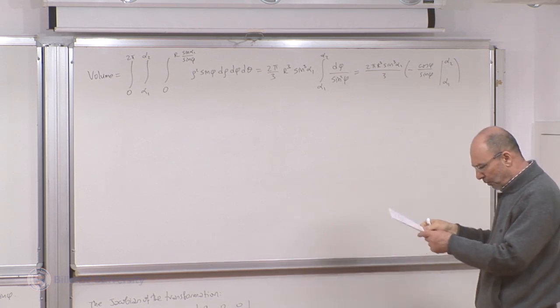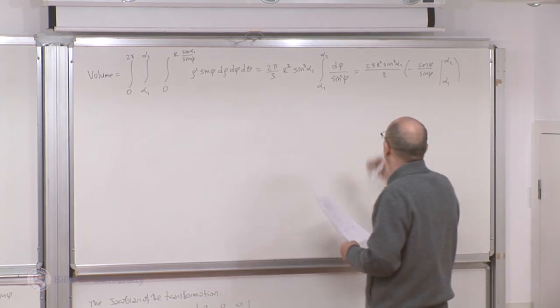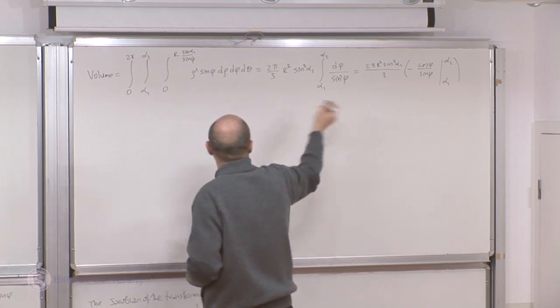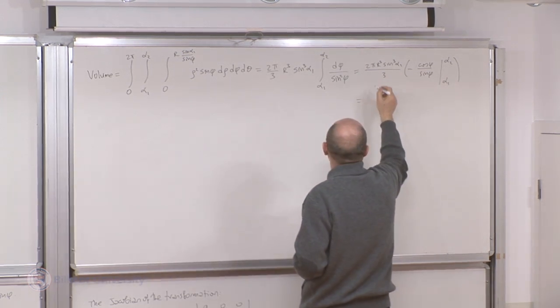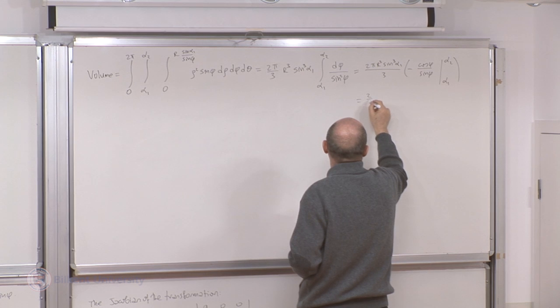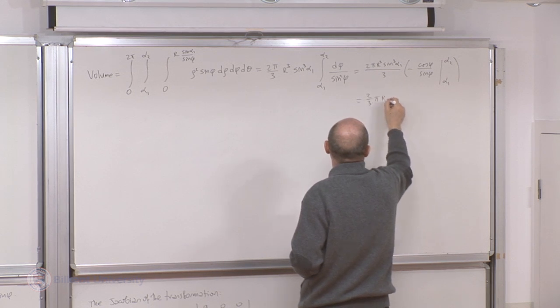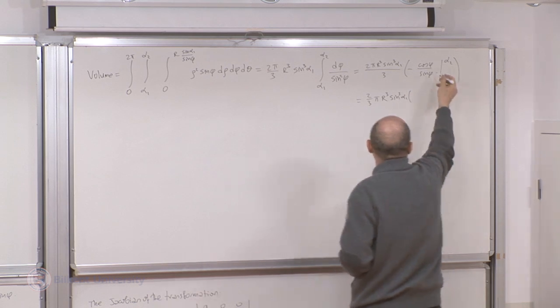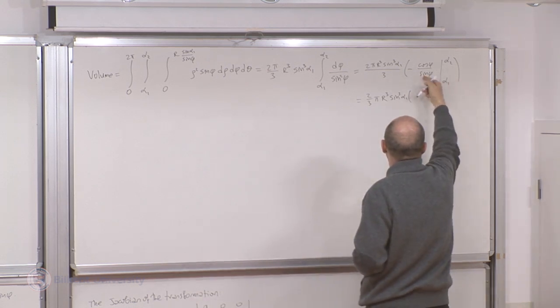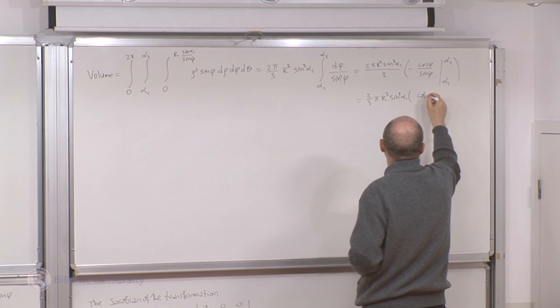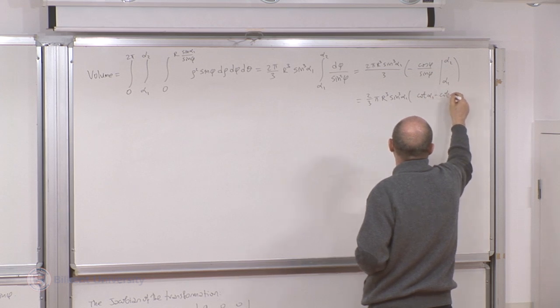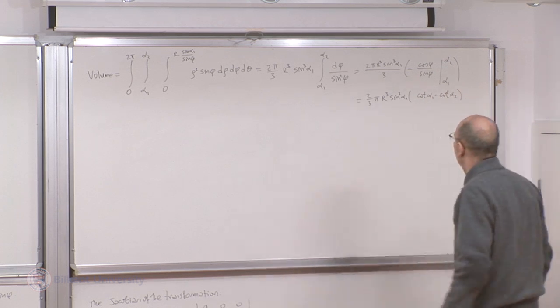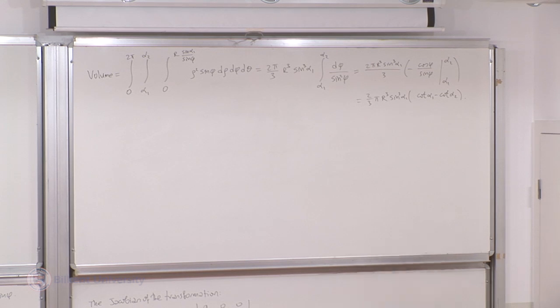And when you simplify this, this is the third time I'm writing this 2 over 3 pi r cubed sine cubed alpha 1. This one will come with positive things. So this is cotangent alpha 1 minus cotangent alpha 2. We were expecting this, of course, to depend on alpha 1 and alpha 2. So this is the answer.